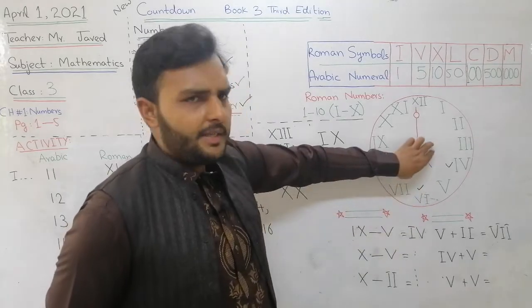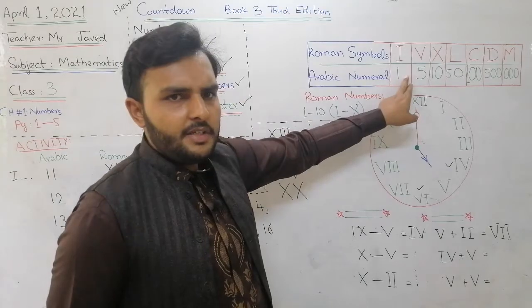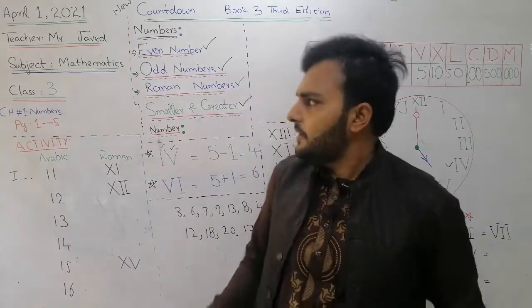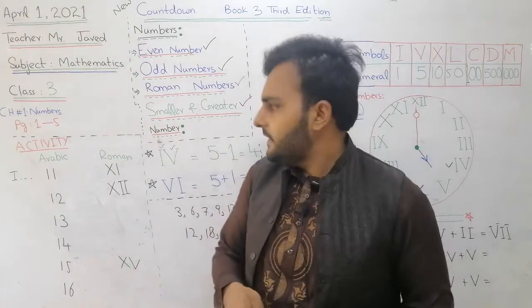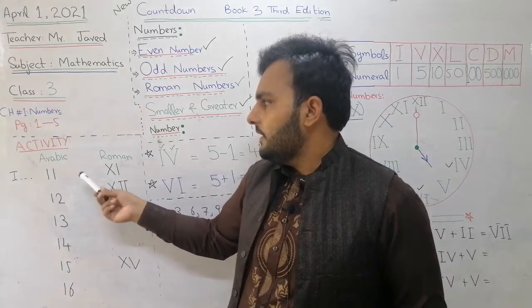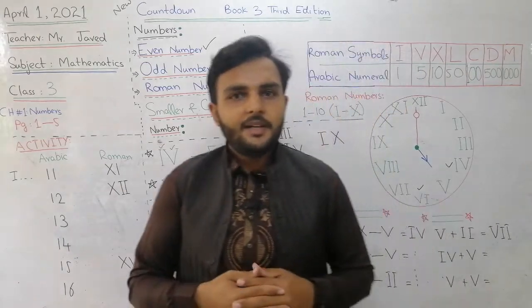You will also make a clock on your neat copies, so that this table will be on your neat copies. And from page 1 to 5, 1 to 5 has been done. So this activity is in your book. The first activity will be your homework. So I hope you understand my lecture.